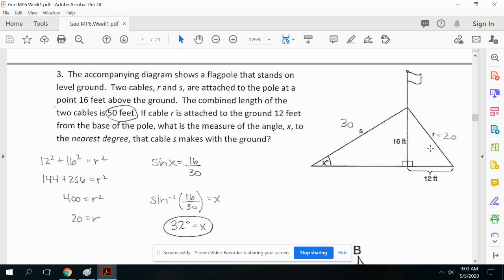So I found that first with the Pythagorean theorem. Then I said, okay, how can I incorporate, again, this circled piece of 50? Well, these have to add up to 50. So if this is 20, this must be 30.